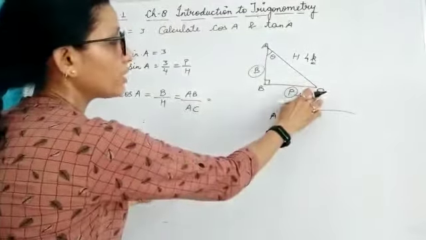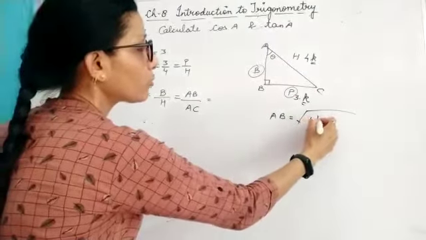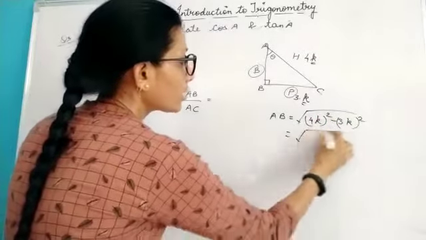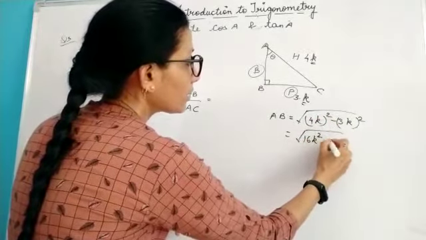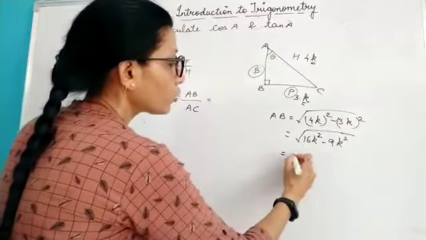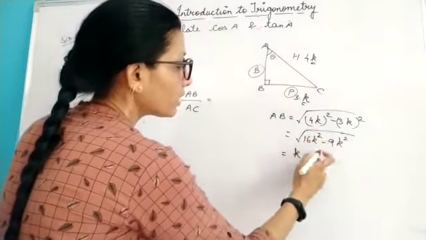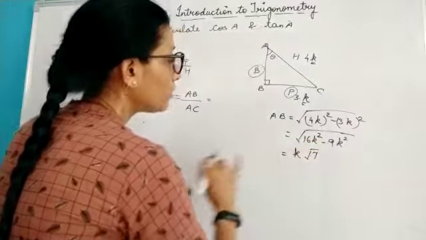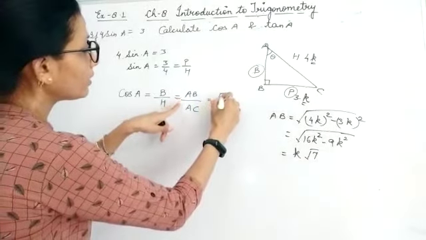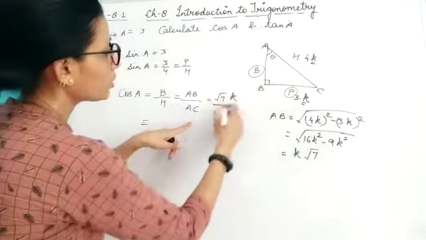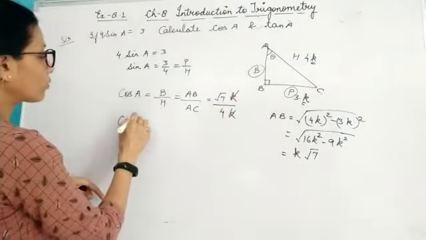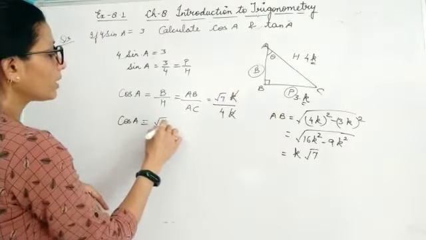It will be AC square minus BC square. That means 4K square minus 3K square, which will give you 16K square minus 9K square. Here you can take K square common. So K will come out, and here 16 minus 9 will be root 7. So it will be root 7K. So here your AB is root 7K and your AC is 4K. K and K gone. So your value of cos A is root 7 by 4.